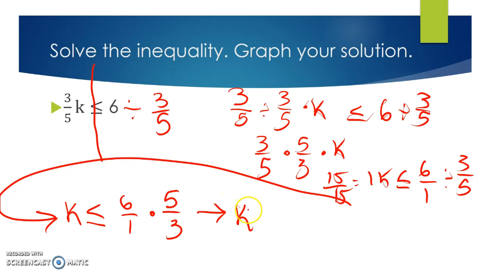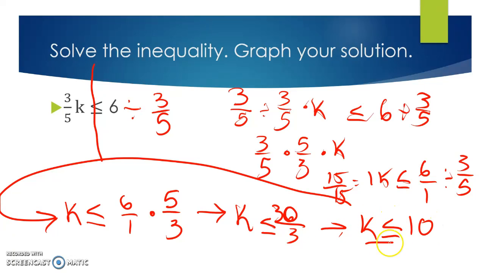Make sure you're writing down every step. K is less than or equal to, so 6 times 5 is 30. 3 times 1 is 3. And that simplifies to K is less than or equal to 10. That's the first part. Remember, you got to graph too.